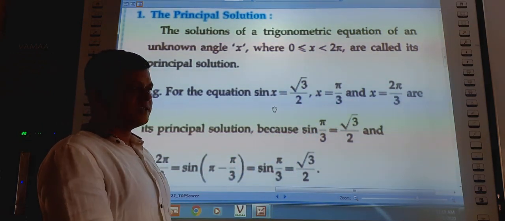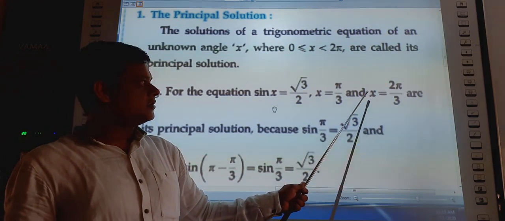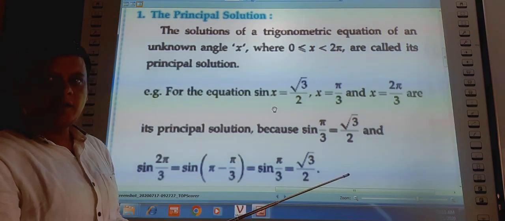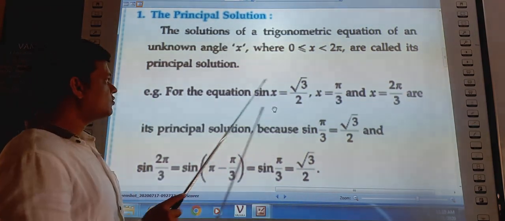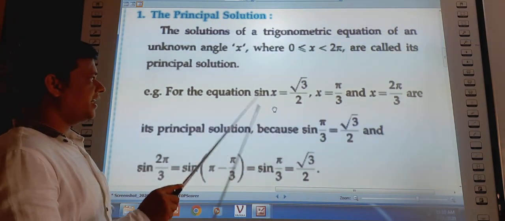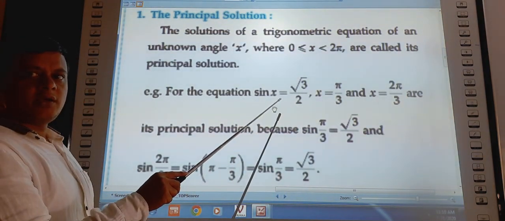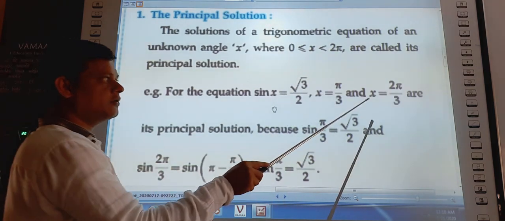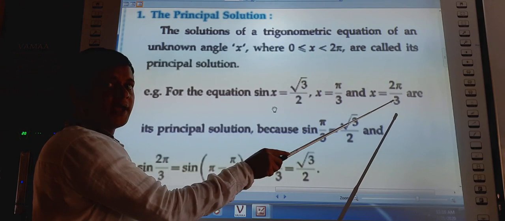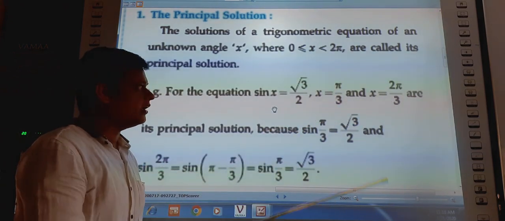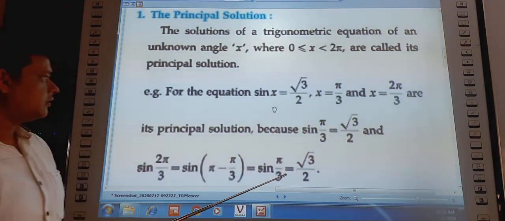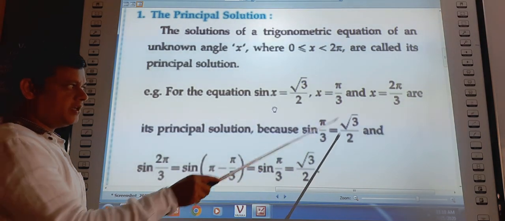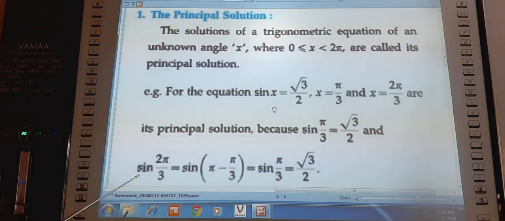Now we have to find the second value. That second value is x equals 2 pi by 3. That we see in detail while solving the problems. So here we get two values satisfying this trigonometric equation. For x equals pi by 3 we get √3/2, and for x equals 2 pi by 3, that is for 120 degrees, we get sin x equals √3/2. It is the principal solution, because sin pi by 3 is √3/2, and here we solve that.